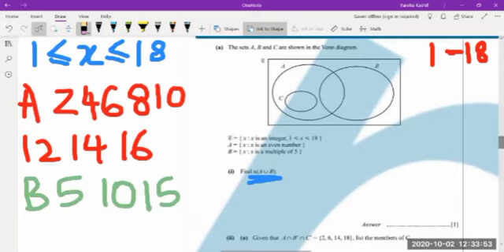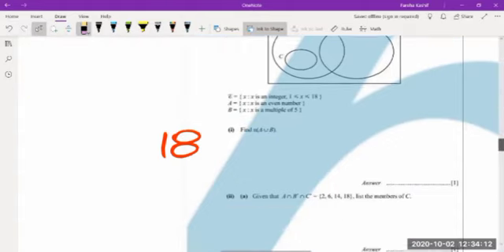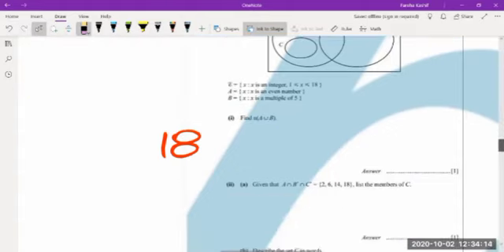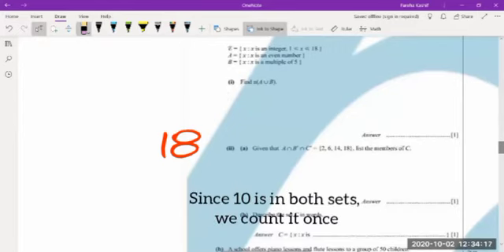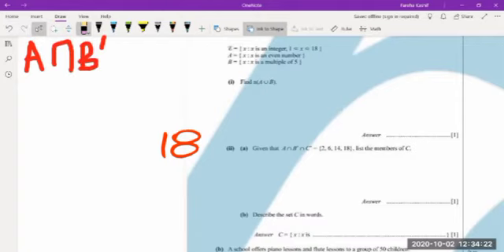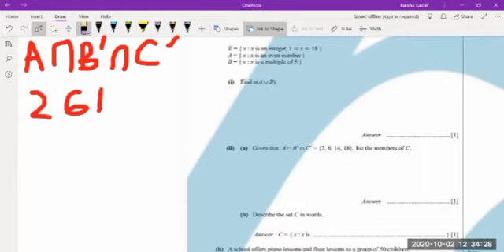Now you need to find the number of elements in A union B. They are 1, 2, 3, 4, 5, 6, 7, 8, 9, 10, 11. There are 11 total elements in A union B. Now let's move on to part 2. That says, given that A intersection B complement intersection C complement is 2, 6, 14, and 18, we need to list the elements of C.